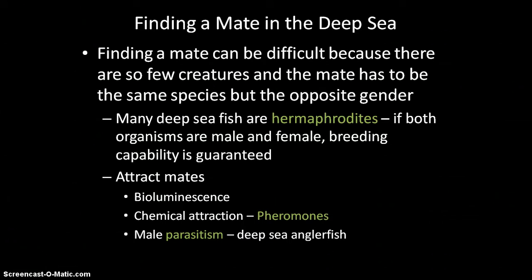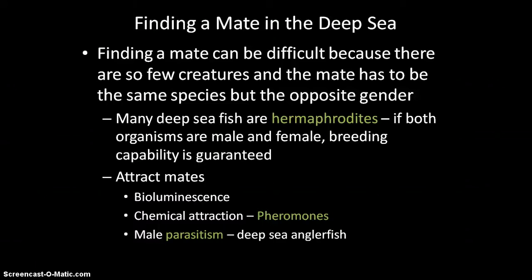Finding a mate is also very difficult in the deep sea because there are so few fish and they're few and far between. So when you're finding a mate, you have to find the same species, okay, and the opposite gender. And in the deep sea where it's dark and cold and you don't have a lot of energy, that is very difficult. So one of the ways that these fish deal with this is that they are hermaphroditic, meaning that they're both male and female at the same time. So that removes one of the factors. So basically all they have to do is find another animal of the same species and they will be able to reproduce because they are both male and female.